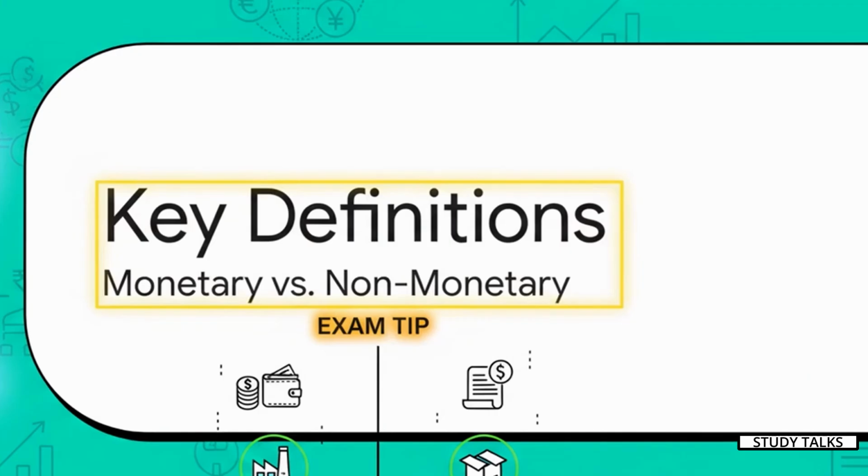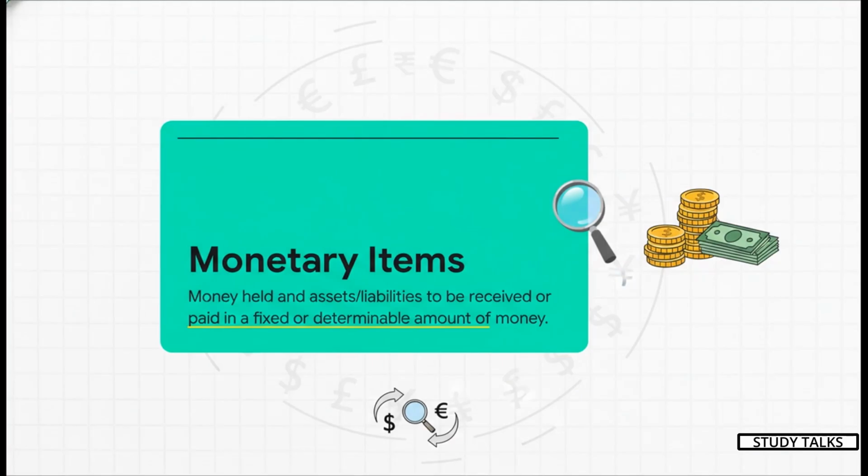Okay, listen up, because this next part is the absolute heart of AS 11. The difference between monetary and non-monetary items. If you get this concept, you've pretty much won half the battle. This is absolutely crucial. So, what's a monetary item? Think of it this way. It's anything that has a fixed price tag on it. The key phrase here is fixed or determinable amount of money. You know exactly how many dollars or euros or whatever you're going to get or have to pay. The classic examples are things like cash, debtors, creditors, and loans. The number is locked in.